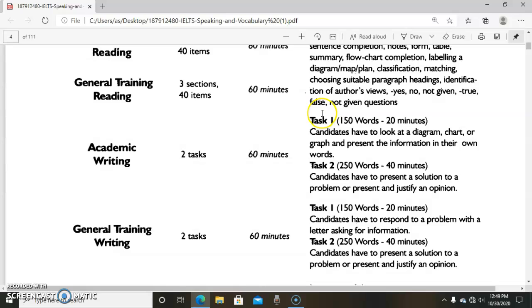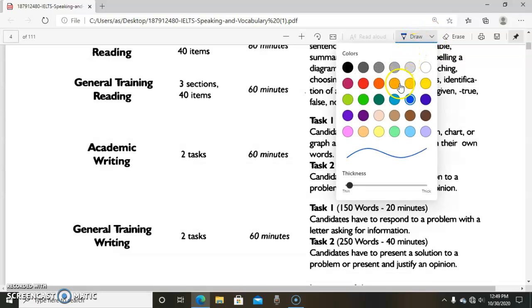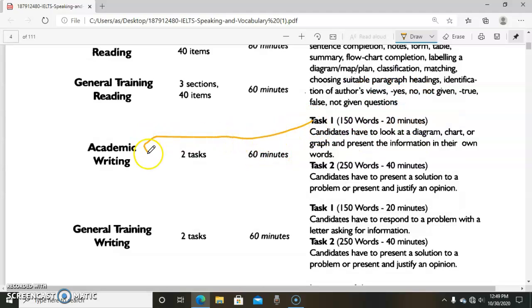Now let's look at task 1 in the academic writing, you should remember that. In the academic writing, that's 150 words, and there is 20 minutes time for this, okay? Candidates have to look at a diagram, a chart, or a graph and present the information in their own words, right? So this means a kind of report writing, and it's more or less statistical, right? You have to present the information statistically.